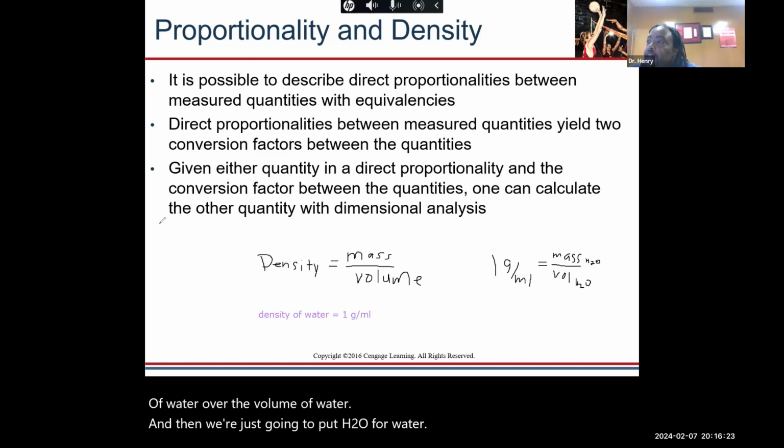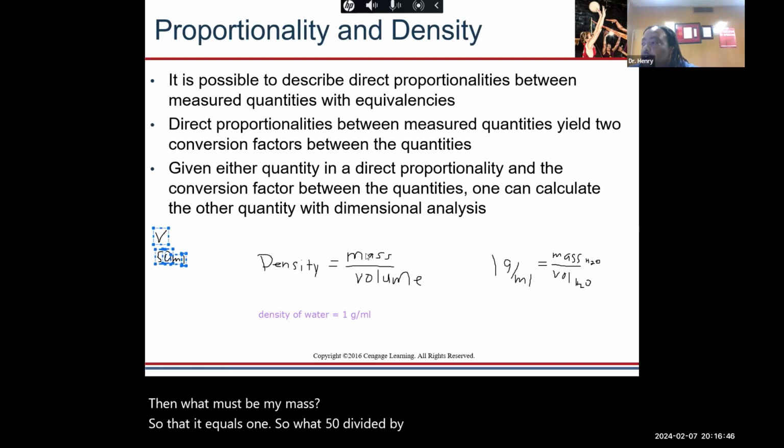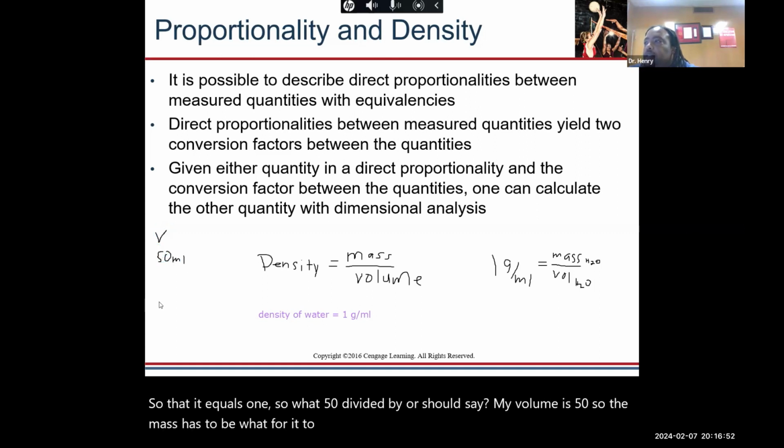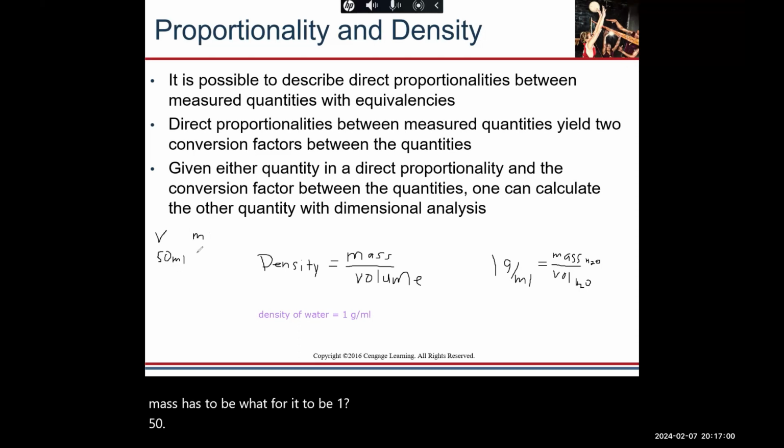Okay, so if I have 50 mils, which is our volume, then what must be my mass so that it equals 1? So my volume is 50. So the mass has to be what for it to be 1? 50. So that would be 50 grams.